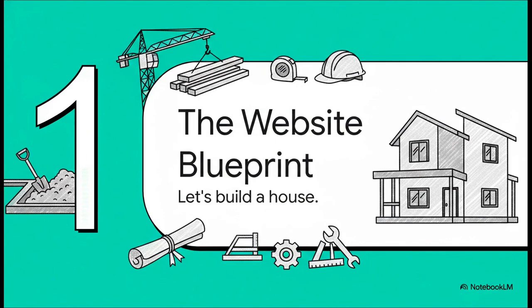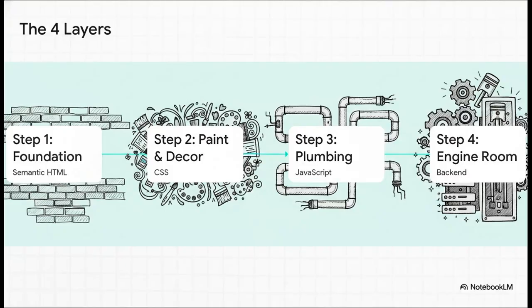Okay, so how do we even start to think about all these moving parts? Well, let's use a simple analogy. I want you to think of this whole project like we're building a modern house right from the ground up. Any solid house has four main layers, right? First, you gotta lay the foundation, and for us, that's semantic HTML. Then comes the fun part, the paint and decor. That's our CSS. After that, you need the plumbing and electricity to make it all work, which is our JavaScript. And finally, every modern house needs an engine room, the back end, which gives it all its power.